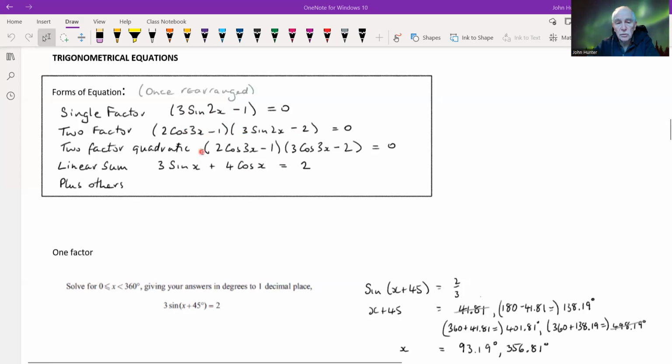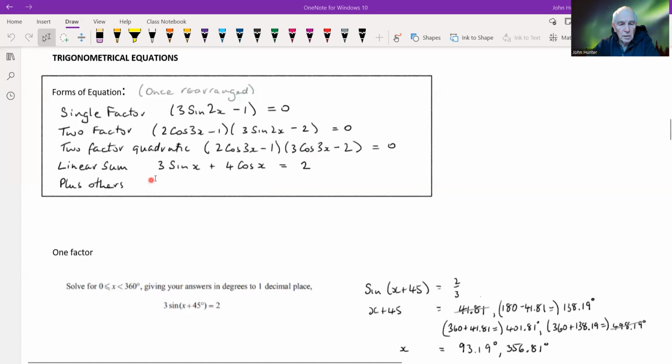Now, a special case of the 2-factor is where the trig ratio that we've got in both factors is the same, because this essentially is a quadratic equation. So it's a very common kind of form of equation to solve. We just solve it like a quadratic. You may not see it like this. You might see it as 6 cos squared 3x minus 7 cos 3x plus 2 equals 0, or something like that. But of course, as a quadratic, we would just solve it in the same way.